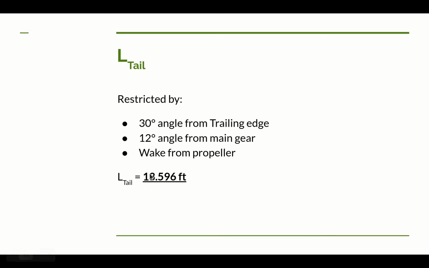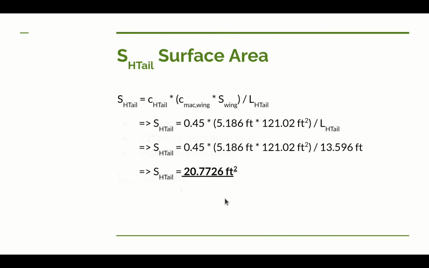So now we know the length of our tail, we can come up with the surface area for our tail. So now we come back to this equation here. We've already looked at these numbers that we plugged in. So now we need to plug in our length number. We can come up with the surface area for a horizontal tail.